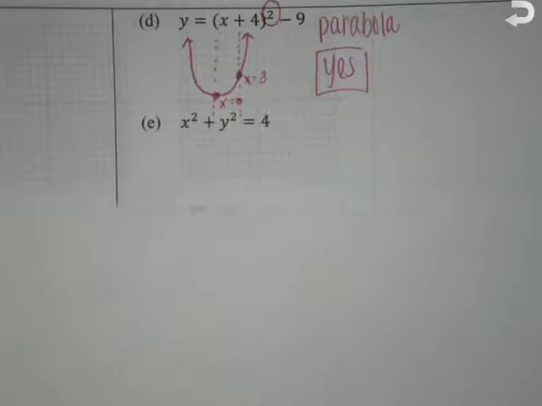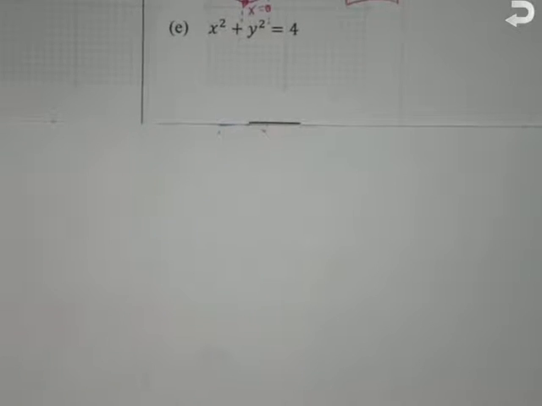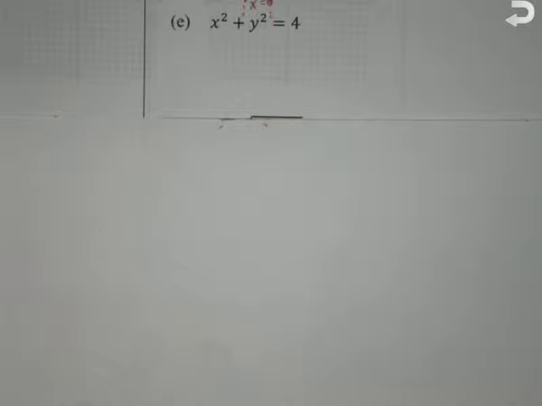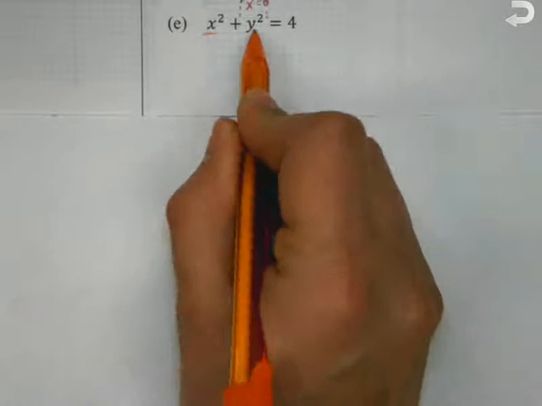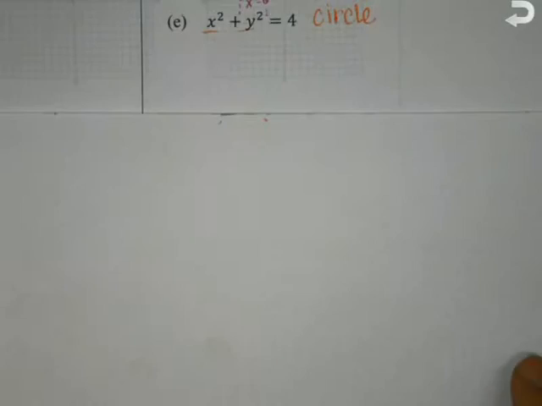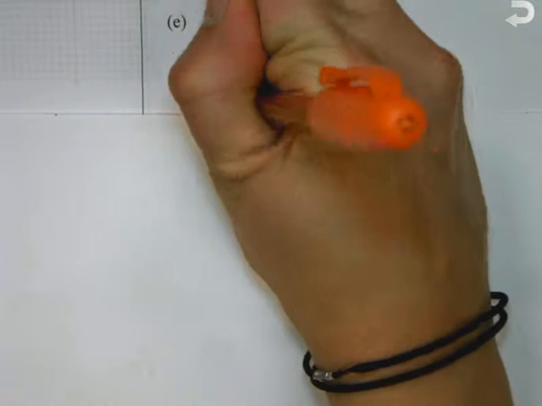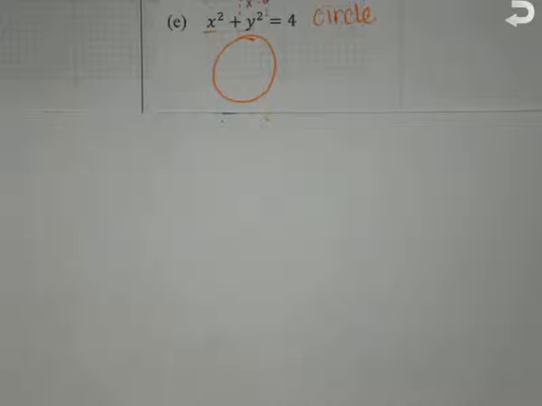So let's look at this thing. x squared plus y squared equals 4. Okay, so we have not dealt with this type of graph before. Because I have an x squared and a y squared, this is actually a circle. So a circle, which looks like this, that's what the graph looks like. Is it a function? No. Why? Because it's not open.